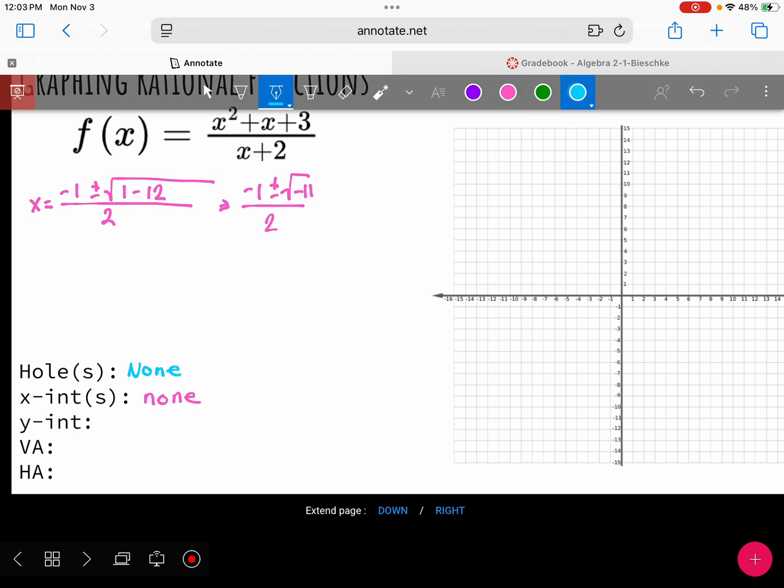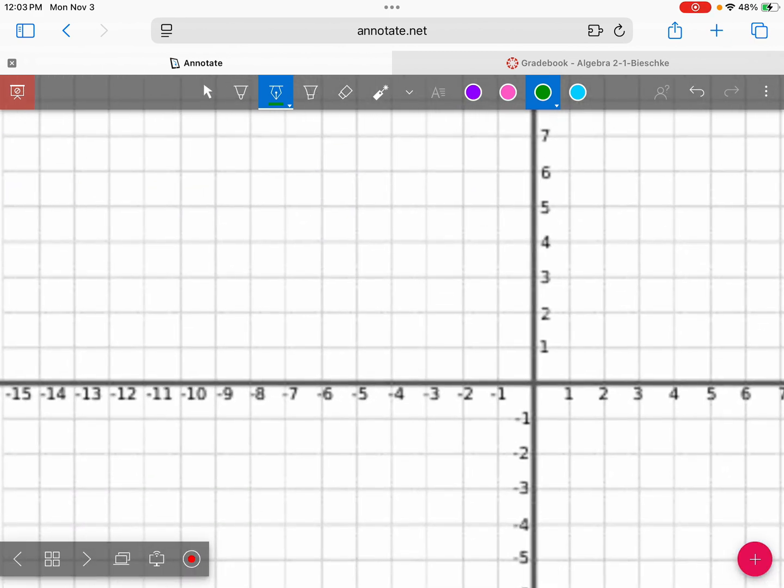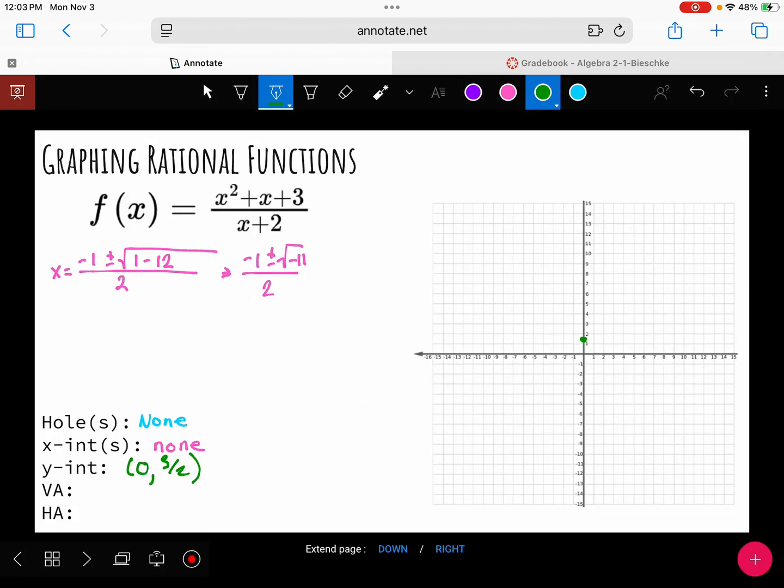So when we're looking for our y-intercepts, we can keep going with that. That's going to be our ratio of our constants, so our constants over here being 3 over 2. So our y-intercept is going to be at the point 0, 3/2, or 1.5. So I could get that plotted up here, 0, 1.5. That's our y-intercept right there.